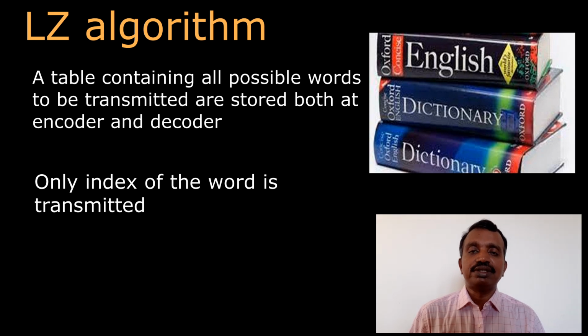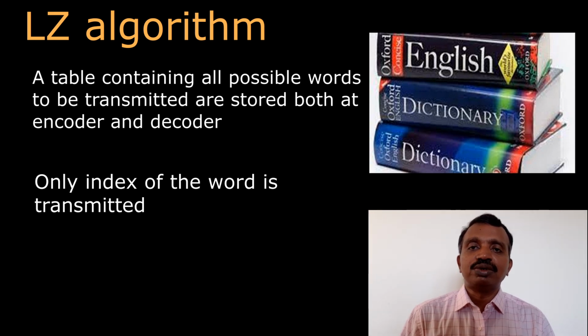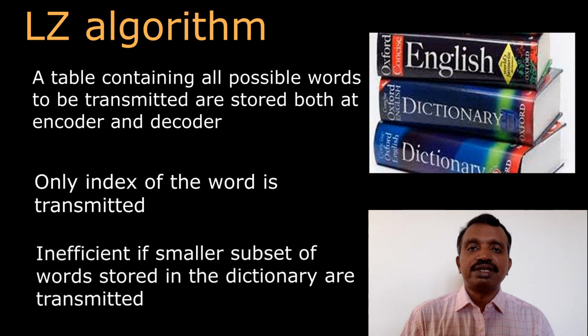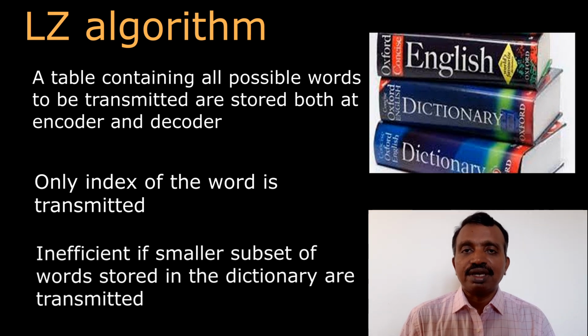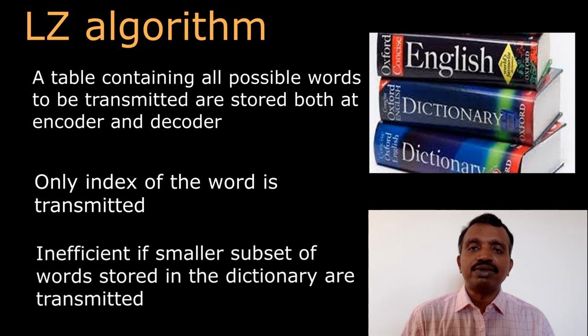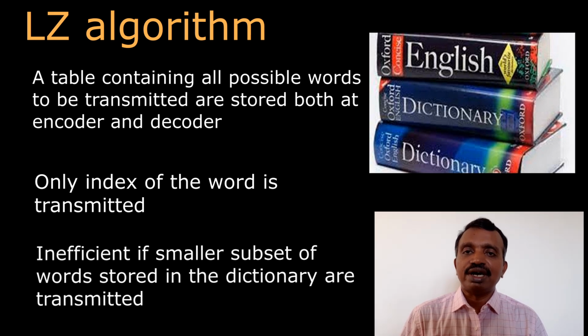And the drawback of this approach is that when the encoder uses only some small subset of words, then it becomes inefficient. For example, when the dictionary is created for 30,000 words, then the index required to represent all these words will be around 15 bits. That is, 2 power n should be greater than or equal to 30,000. Then the value of n will be around 15.